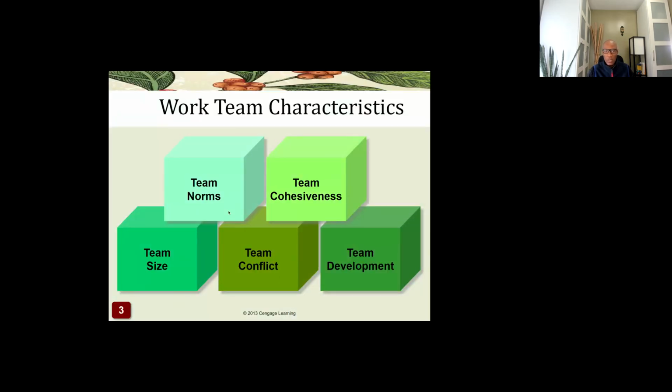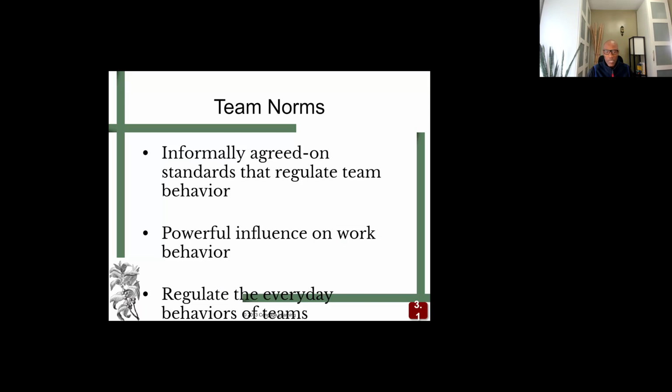Managing work teams. We're looking at a few characteristics here, typically five: team norms, cohesiveness, size, conflict, and development. The basic concept is to think about what the team norm is. This is the idea of agreeing on a few things: behavior, ways we're going to work, all those things that will basically manage the team. Norms are a powerful influence on work behavior and regulate the everyday behavior of teams.